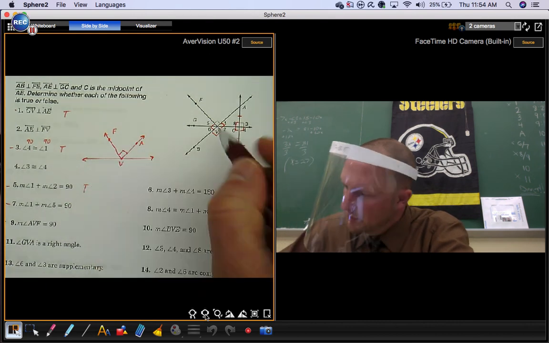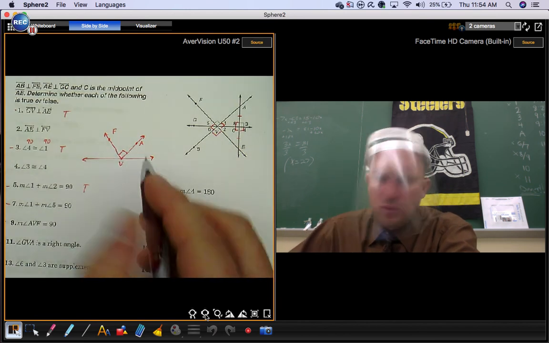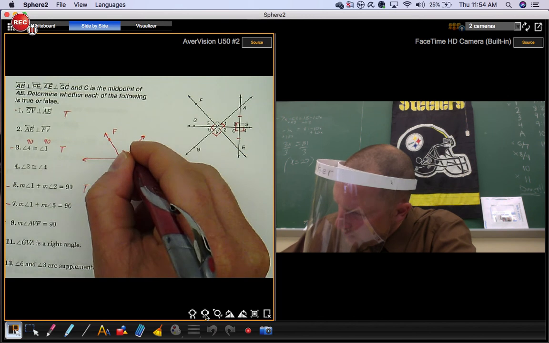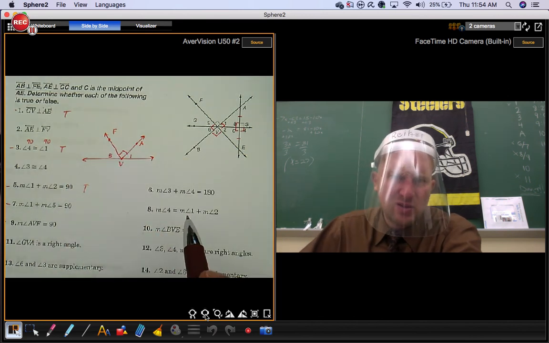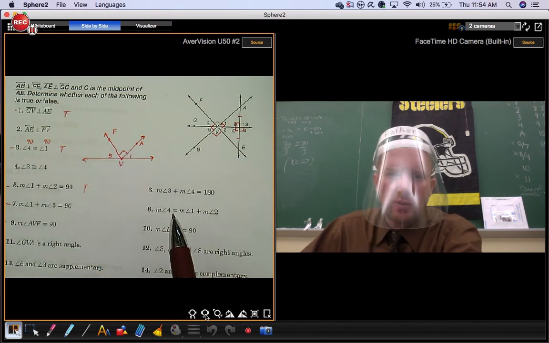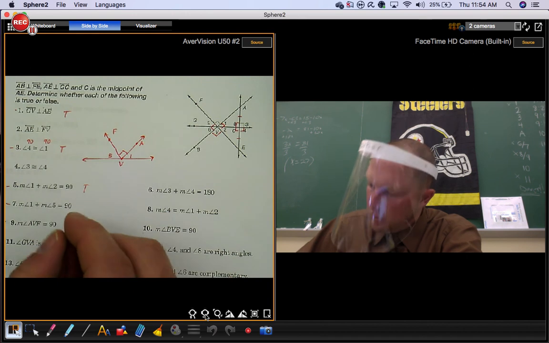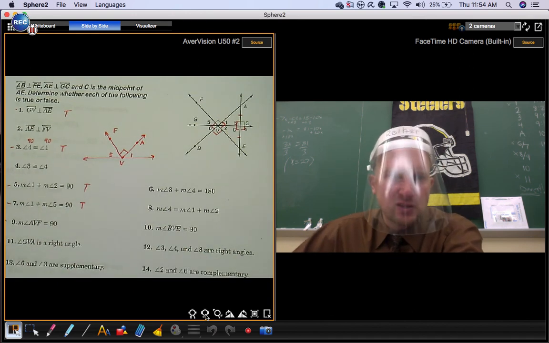Notice how angle FVA is a right angle. Well, if that's a right angle, don't these two angles here, angle 1 and angle 5, wouldn't they have to add up to 90 also? Because 90 and 90 make that straight angle. So even though you don't know what they are, you know together they have to add up to 90. That's true.